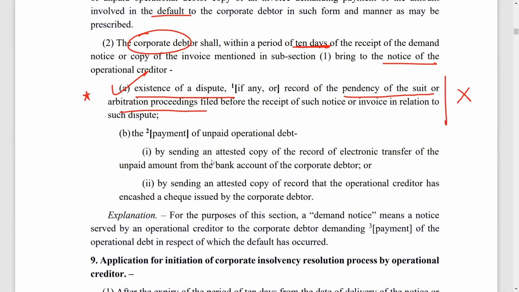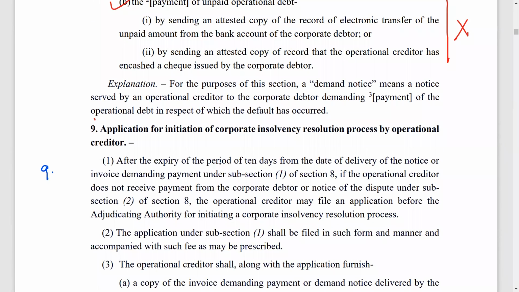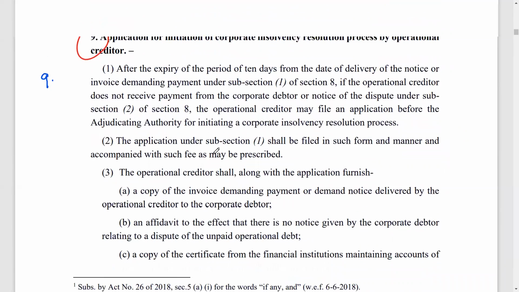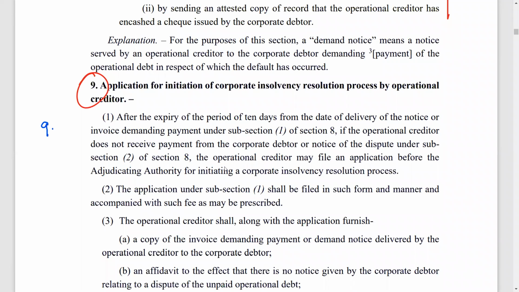But if there is no notice of dispute, then either the corporate debtor will make the payment or will submit the copy that the payment is made. If the payment is made, again no application would proceed, because there is no default. But if the corporate debtor does not make the payment or does not reply to this demand notice, thereafter under section 9 the operational creditor would submit the application to the NCLT.